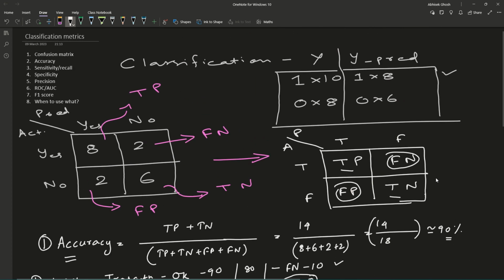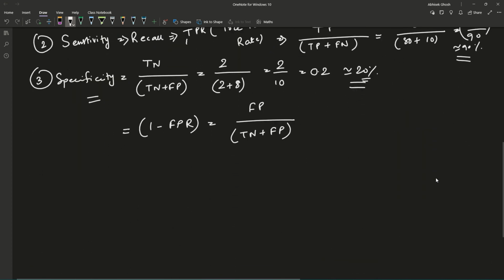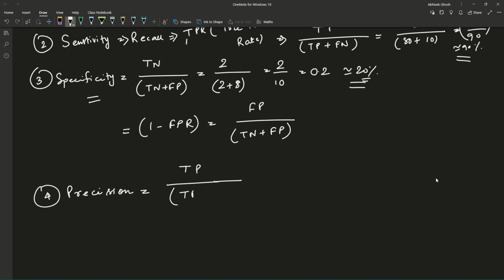So we have covered the accuracy, sensitivity, recall, and specificity. Now we want to understand the precision. Precision looks at, out of all the truths the model is spitting out, how many of them are actually true. That is your precision.